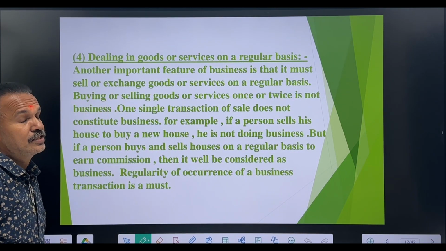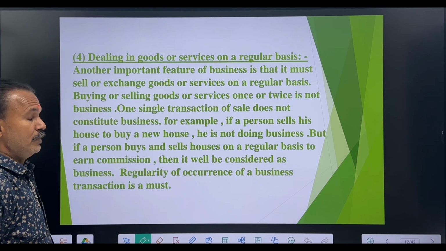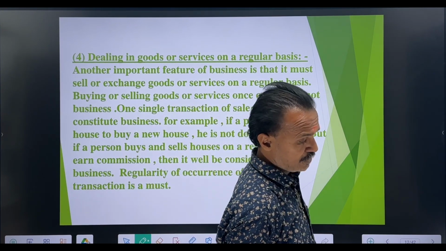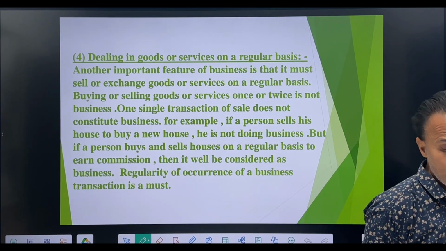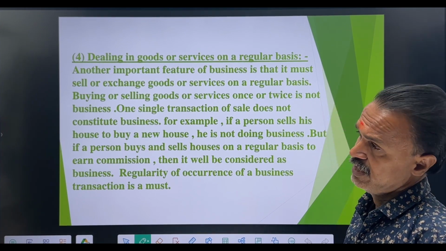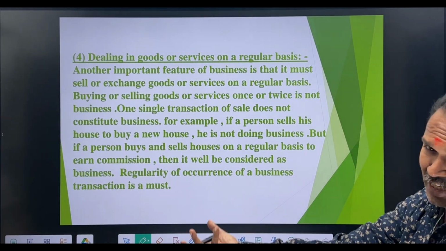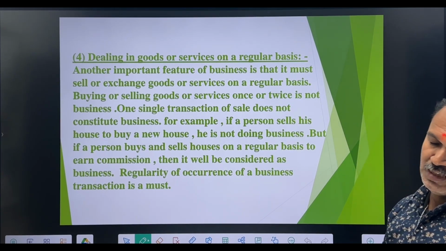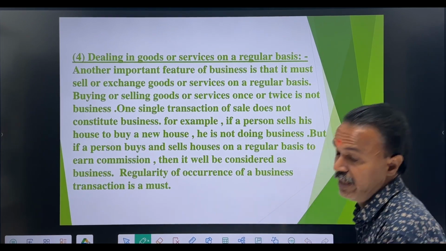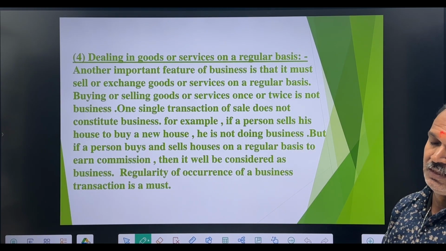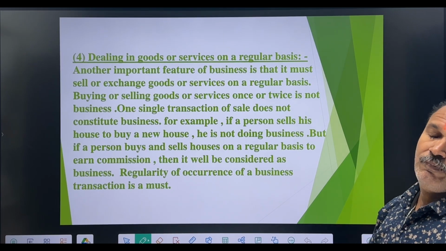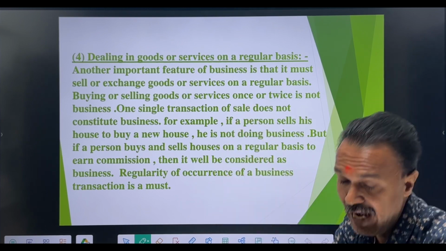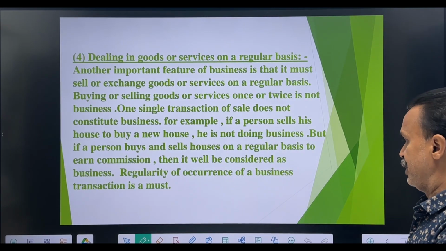Next, dealing in goods and services on a regular basis. One or few transactions are not called business. When a person does this transaction again and again, then it is called business. For example, if a person sold his house at a profit, then we cannot say this is a business because he is not regularly engaged in this type of activity. But when a property dealer sells property at a profit, it is called business because he is regularly engaged in this type of activity.